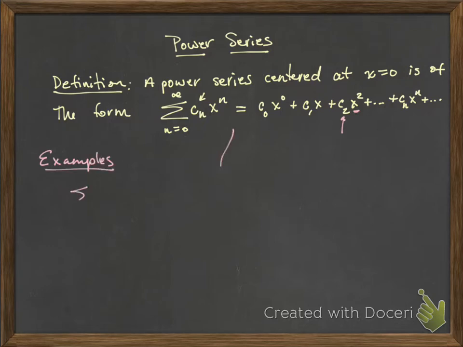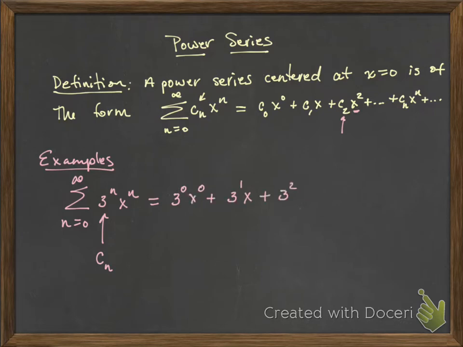We have the sum of 3 to the n, x to the n. Okay, this is a power series centered at 0. We'll start at 0. This 3 to the n is my c sub n, and if I were to expand it out, it would be 3 to the 0, x to the 0, plus 3 to the 1, x to the 1, plus 3 squared, x squared, and so on. The nth term would be 3 to the n, x to the n, as is indicated in the series. Okay, so that's an example. Let's do one more.